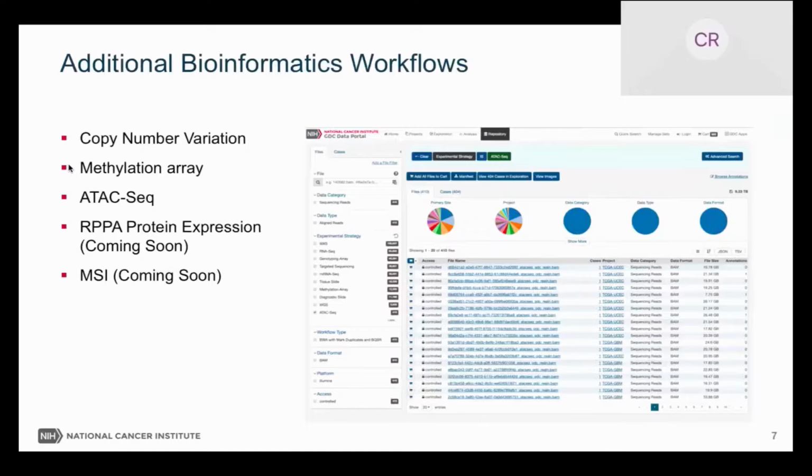So that was some of our primary pipelines, but we also have pipelines for copy number variation, for processing methylation arrays. We have ATAC-seq alignments in the portal, and coming soon will be RPPA protein expression data, as well as microsatellite instability data. So those are both coming to the GDC soon.